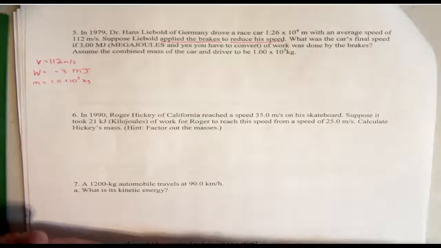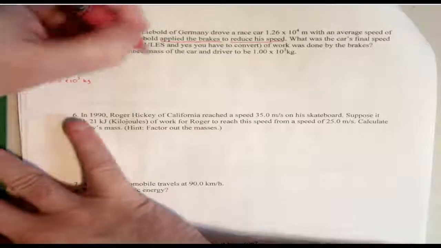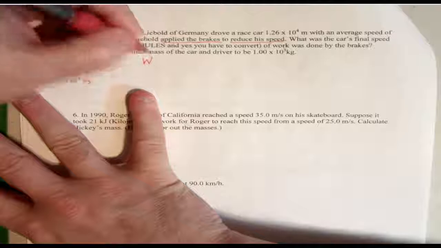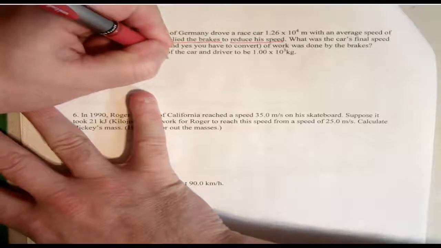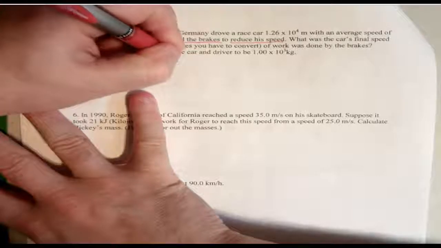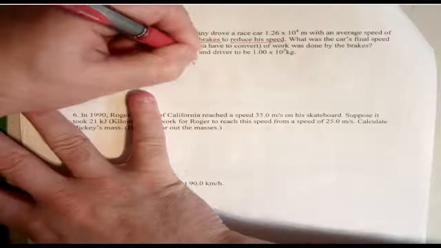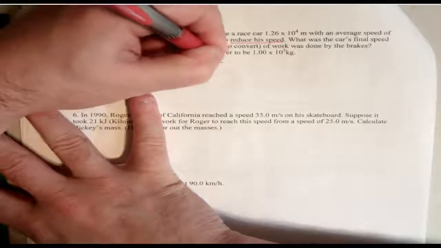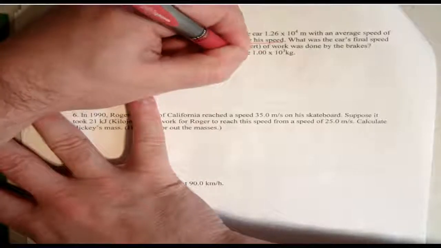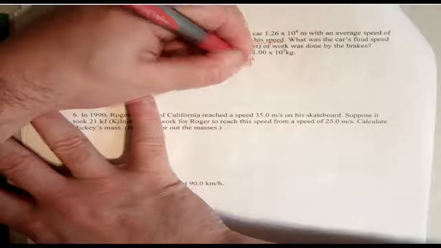Okay, so let's start with the formula. Work equals 1/2 times mass times final velocity squared, minus 1/2 times mass times initial velocity squared.